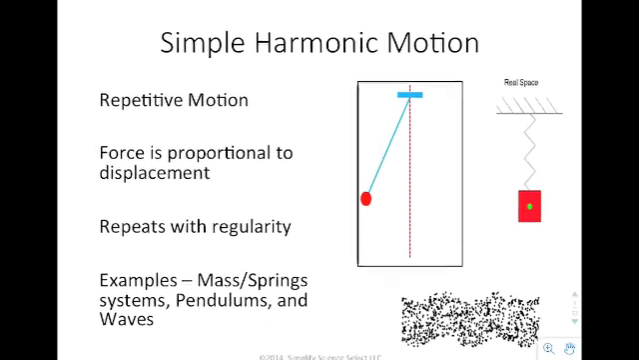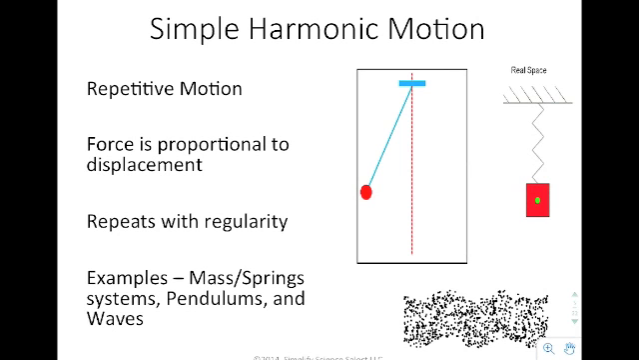So the first thing we need to talk about in terms of vocabulary is something called simple harmonic motion. Simple harmonic motion is basically repetitive motion. So it's something that happens over and over again. Now, two of the main examples are a pendulum, which is something that swings back and forth. You usually see them in grandfather clocks. That's an example of simple harmonic motion. What it's doing is the same thing over and over and over again with regularity.